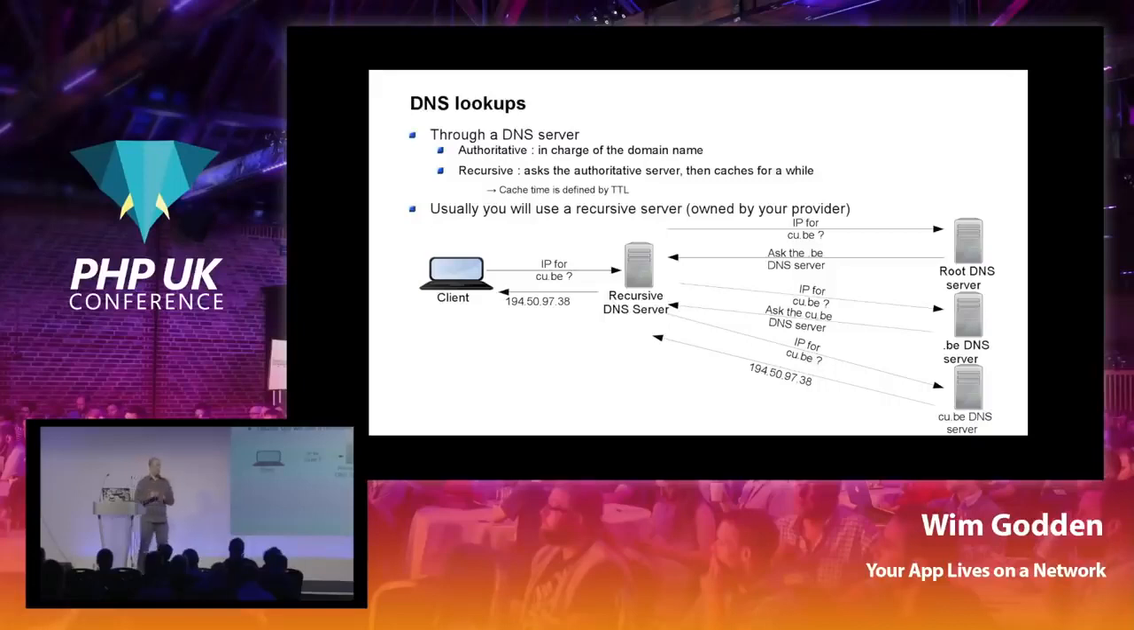And so whenever you have no clue what even .be or .co.uk means, it's going to go to a root DNS server. And it's going to ask, can you give me the IP for cu.be? And they're going to reply, nope, I don't know, but I can tell you the IP for the .be DNS server. Maybe you can ask them. And so, okay, we go and ask them. We ask the .be DNS server, can you give me the IP for cu.be? And they reply, nope, we don't know, but I can tell you the DNS server for cu.be. You can ask them. And so then we ask them, and then finally we get the answer. So there's a lot going on here, just for one single DNS request, which explains why sometimes a DNS request takes a little time.